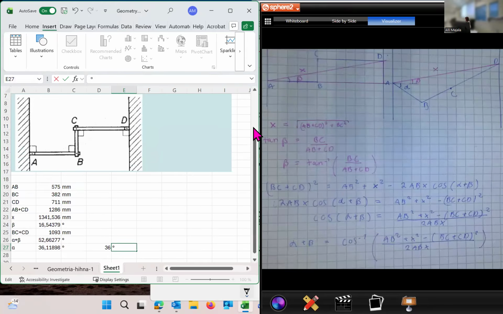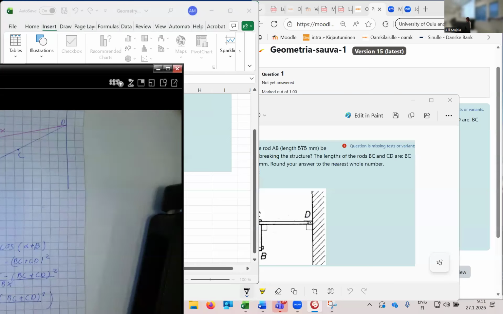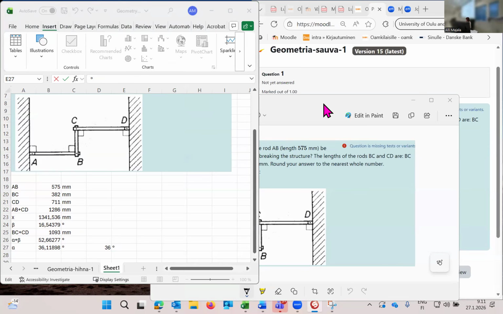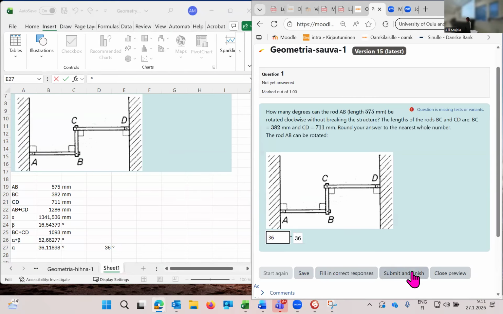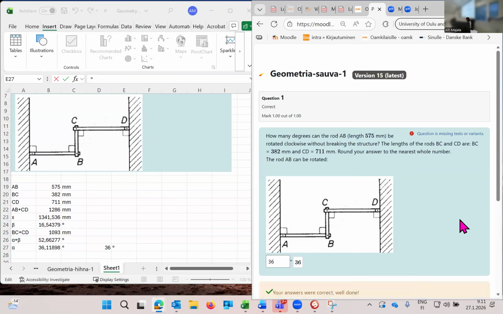Do you think this is correct? Did you get the answer there to the exercise? I'm gonna try. No, not to this. Okay, I seem to have the correct stuff there. Whole number. Ah, well done.